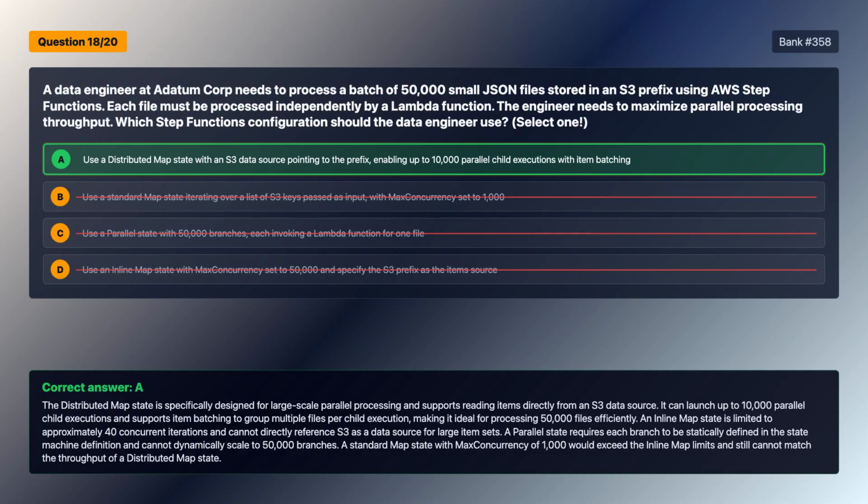An inline map state is limited to approximately 40 concurrent iterations and cannot directly reference S3 as a data source for large item sets. A parallel state requires each branch to be statically defined in the state machine definition and cannot dynamically scale to 50,000 branches. A standard map state with max concurrency of 1,000 would exceed the inline map limits and still cannot match the throughput of a distributed map state.